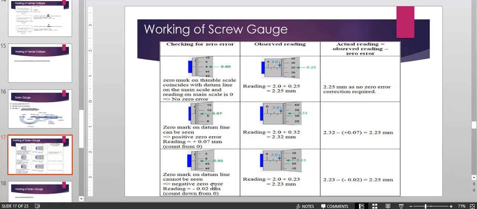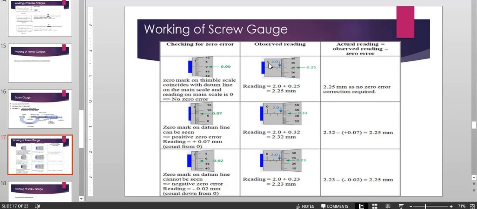After taking this reading, as it is a negative error, the process will go opposite and you will add this value to the main reading in order to get the accurate diameter of the object. Now let's learn how we can take the reading by using the screw gauge.